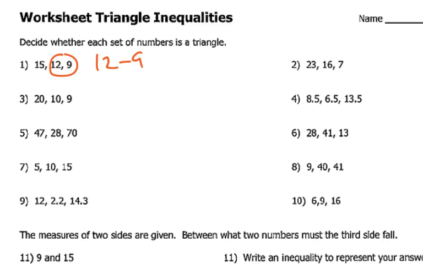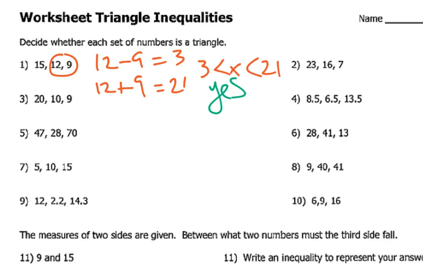12 minus 9 is 3, and then 12 plus 9 is 21. And then as long as it falls in between 3 and 21, and 15 does, so that would be a yes. So the first one is a yes. Okay? So that one's done. So you're just going to do all that, 1 through 10.